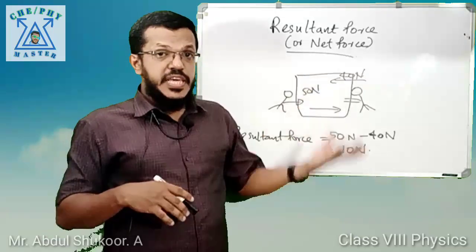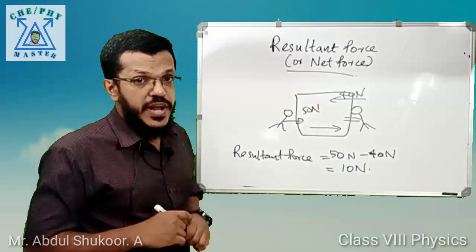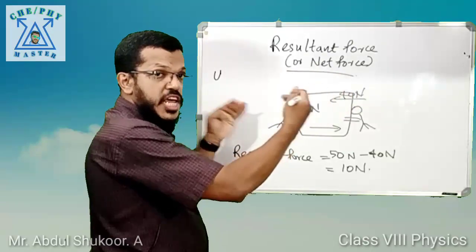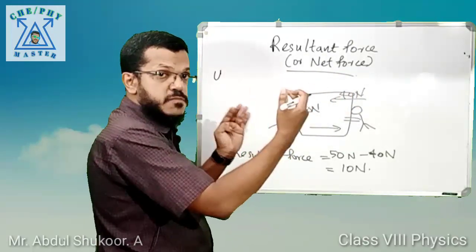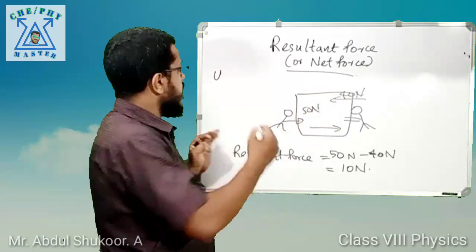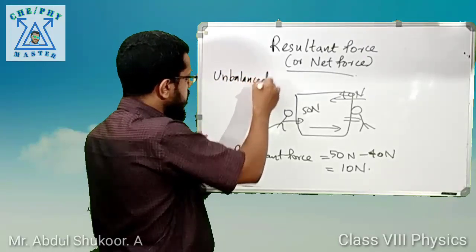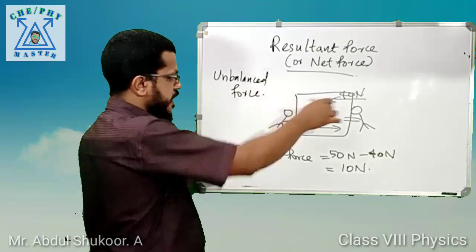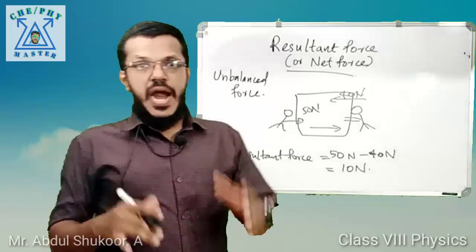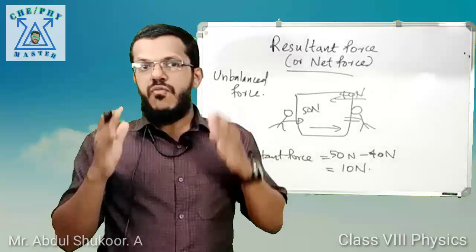That means if there is a motion for this object, then these two forces are known as unbalanced forces. When two opposite forces are equal, we say that is balanced force. If these two forces are unequal in opposite directions, then we say that these are unbalanced forces. Unbalanced forces can move an object. That means only unbalanced force can move an object. Balanced force doesn't move an object.